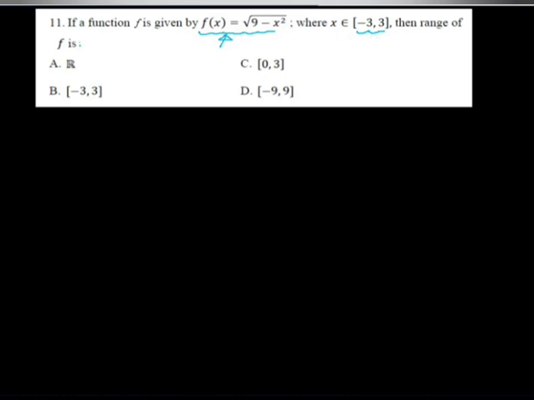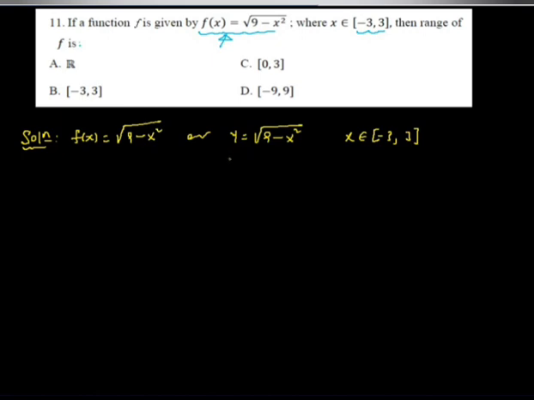So what is the range now, Milan? So ጥያቄው ምንድነው? f of x is equals to radical 9 minus x square ነው። f of x ማለት ምን ማለት ነው? y ማለት ነው። y is radical 9 minus x square, and x value is between minus 3 up to 3.